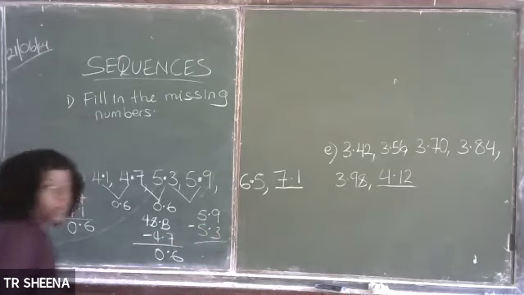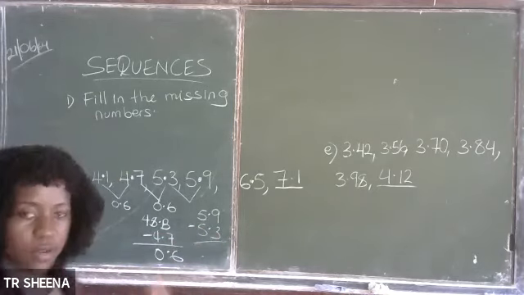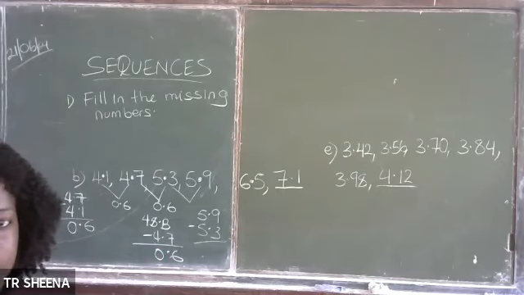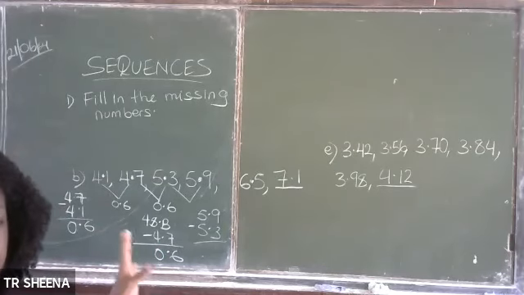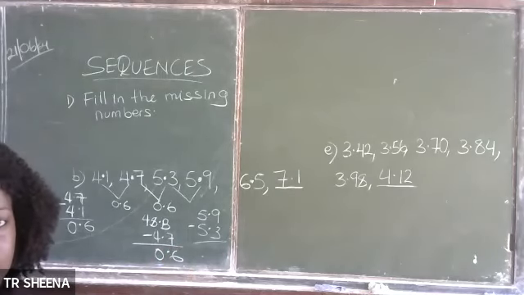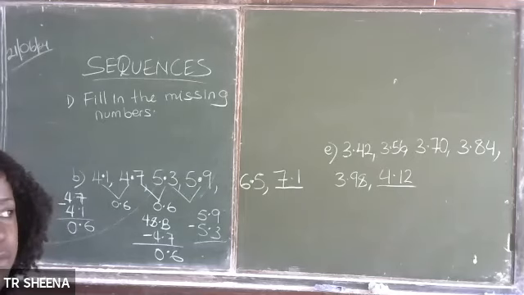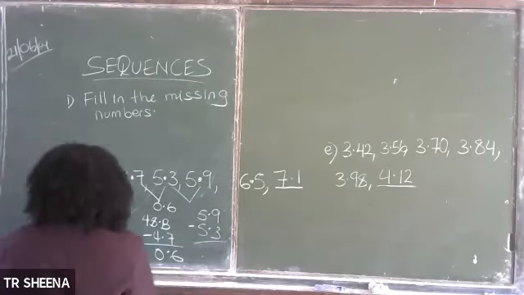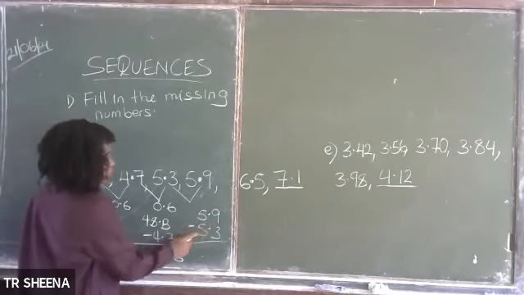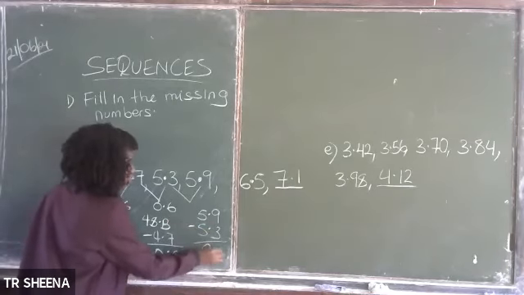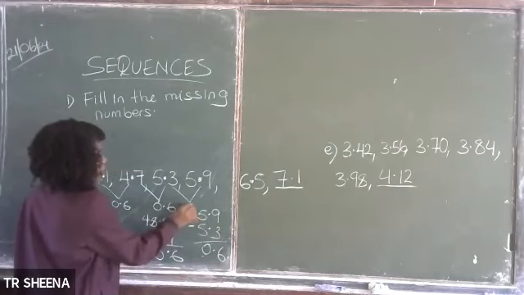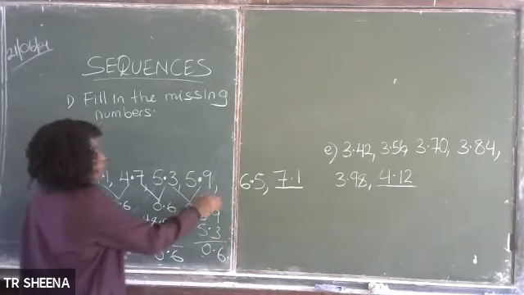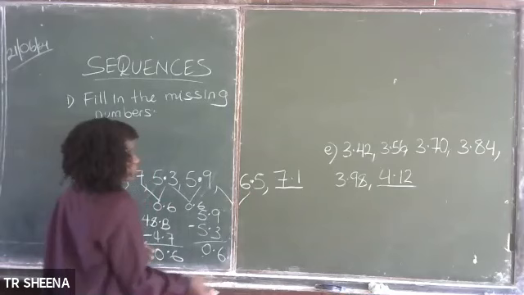I advise you to always check the whole pattern and check all the numbers, because sometimes for the first pairs they will add 0.6, then for the next pairs they may add 0.7. You have to check and make sure you have a full flow up to the next number. So even here, when you subtract 5.9 minus 5.3, you get 0.6, meaning that even here they added 0.6.